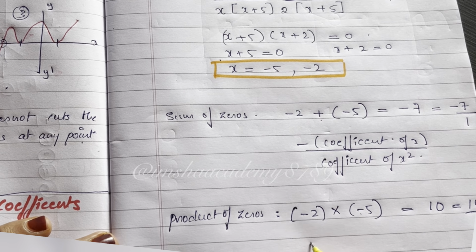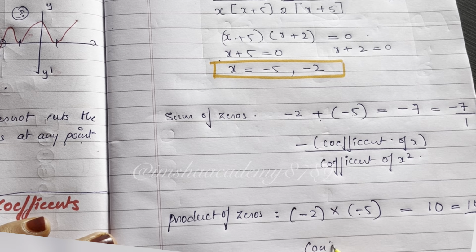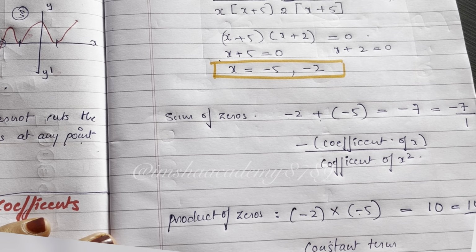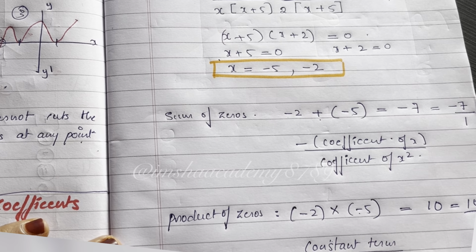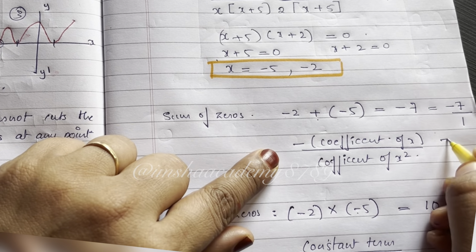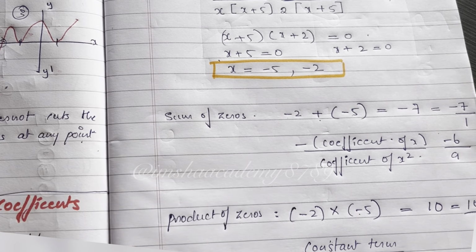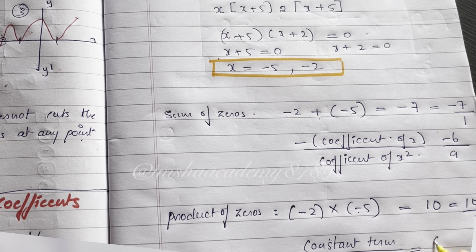Constant term divided by coefficient of x square. So this is in the form of minus b by a, and this is in the form of c by a.